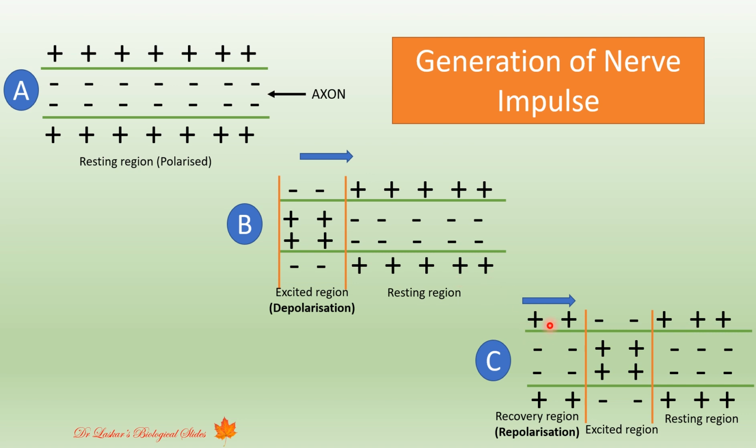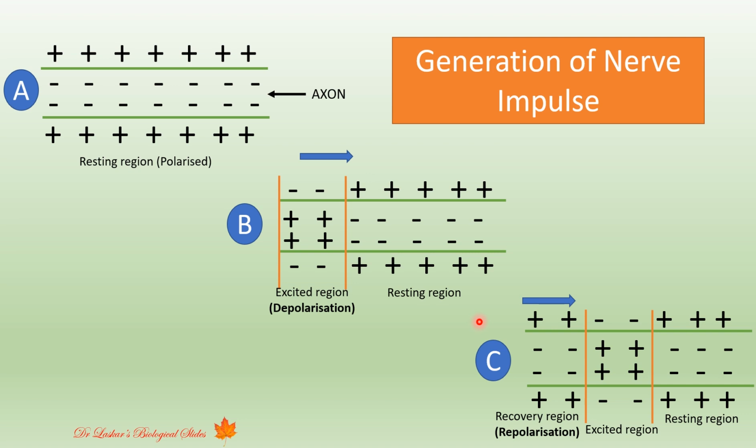It is very brief, being only about 1/1000 of a second, that means a millisecond. Thus, a nerve fiber can transmit about 1000 impulses per second. And in frog, the refractory period is about 2 to 3 milliseconds.